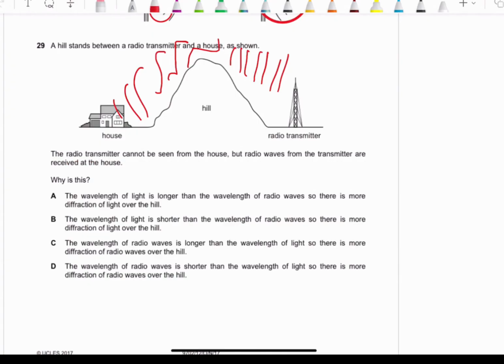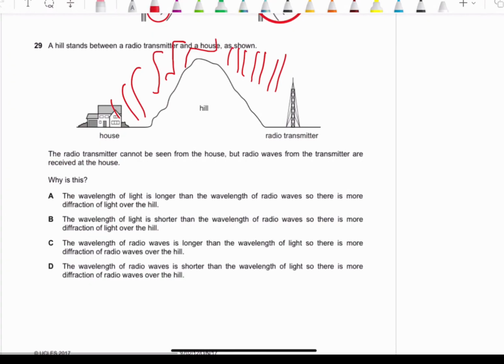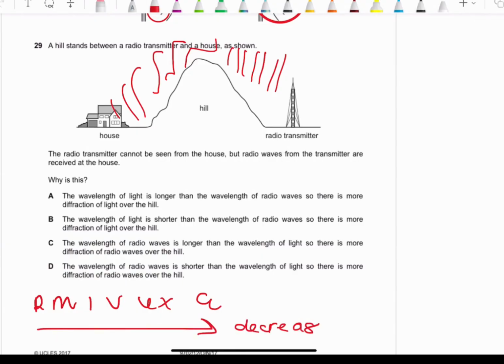So let's go. The wavelength of light is longer than the wavelength of radio waves. What do we know? Using this abbreviation, the wavelength actually decreases, right? The wavelength of light, which is over here, visible light, is actually less than that of radio. This is more. So the wavelength of light is shorter than the wavelength of radio waves. That's true. The wavelength of radio waves is longer than light, so A and D are wrong, right?